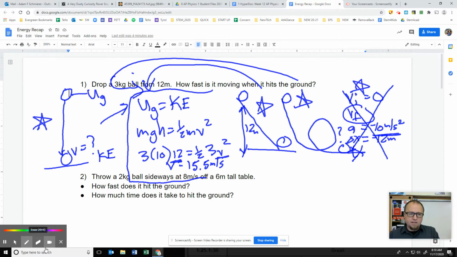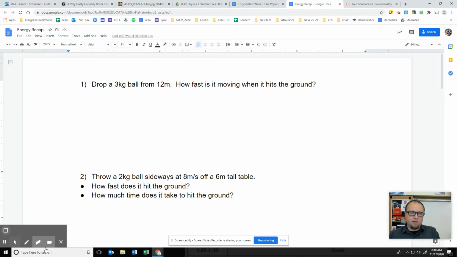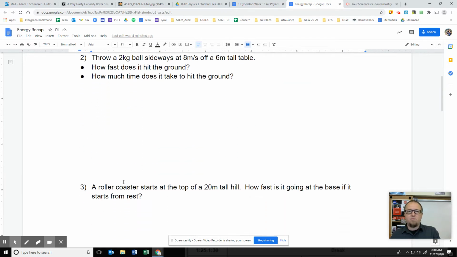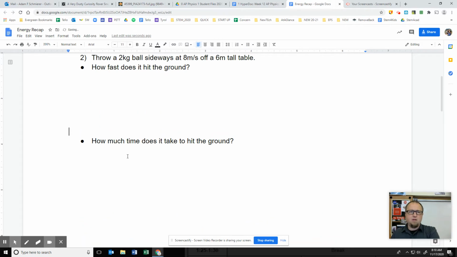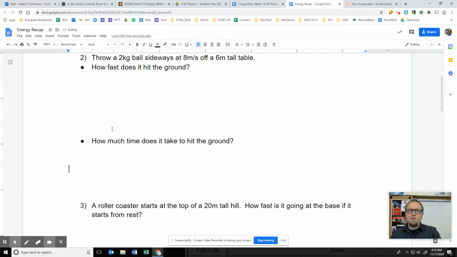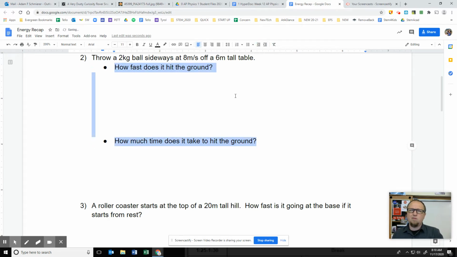All right, I'm going to erase this. Let's try that one more time. Here we go. Now let's scroll down. Now we're going to go to the next type, where we throw a ball off a table. I'm going to make some space here because we've done these with projectiles. Now we're going to think, how do I do projectile stuff with energy? Let's start by saying what we've got.